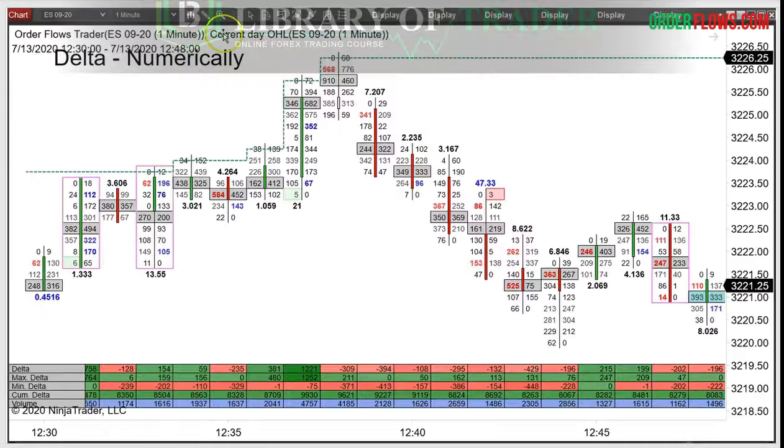So, for example, numerically, on a footprint chart, you can see them down here: max delta, min delta. The top number is delta, then max delta, min delta. Max delta will never be negative, and min delta will never be positive. The lowest max delta can go is 0. Min delta, the highest it can go is 0. It'll never be positive.